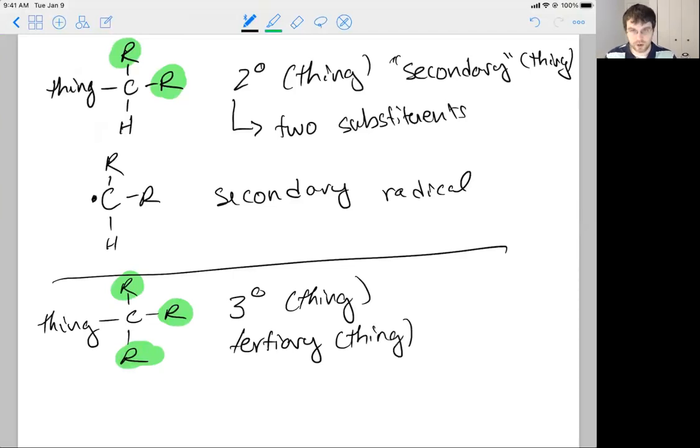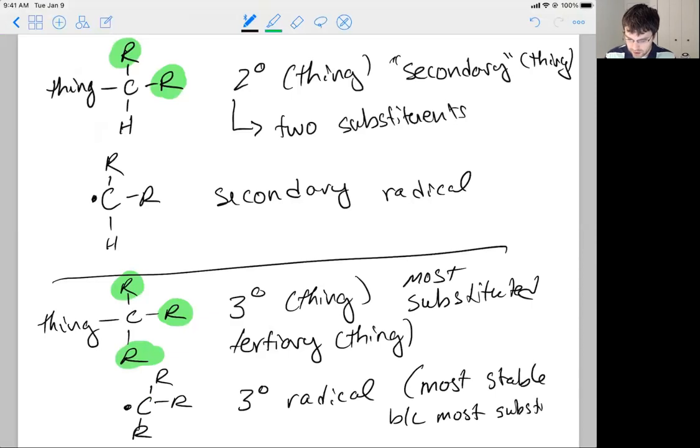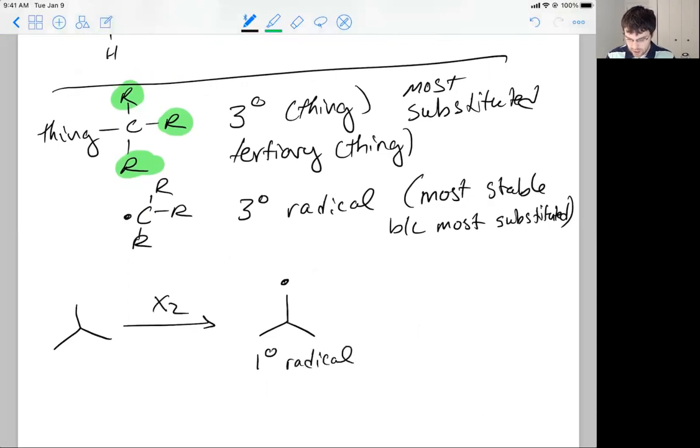The thing about tertiary is we've built up the substitution as we've added more substituents, so this tertiary thing is the most substituted. Between a primary, a secondary, and a tertiary radical, the tertiary radical is most stable because it's most substituted. There are cases where functional groups are more stable when less substituted, but for the most part, more substitution equals an increase in stability. And so when we look at the two radicals that could result from X2, we have a primary radical and a tertiary radical, and the tertiary radical is more stable.